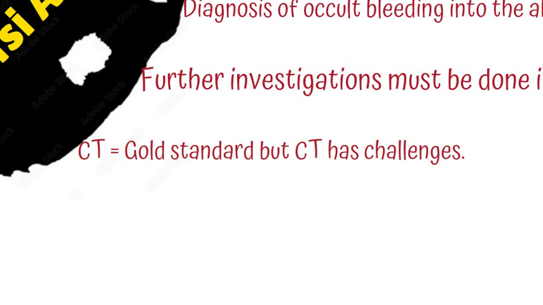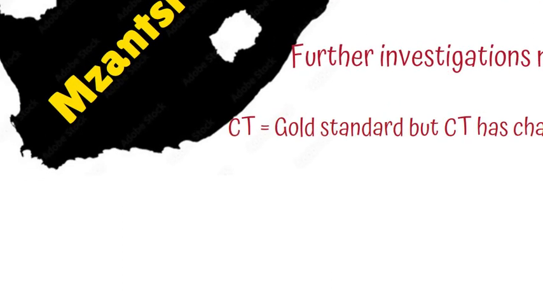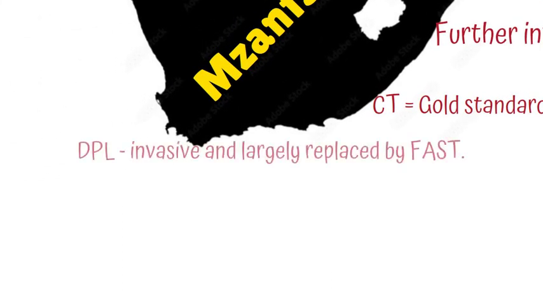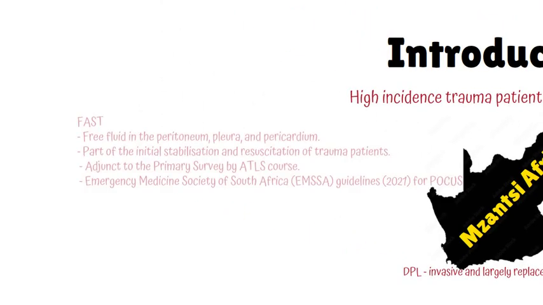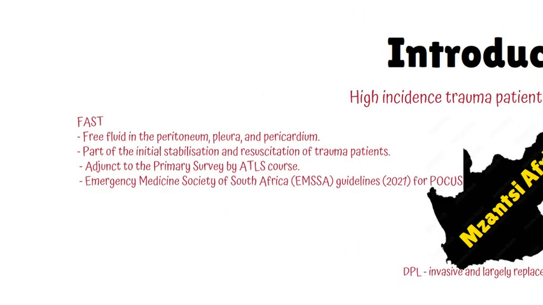But however, we know that CT has its challenges. Diagnostic peritoneal lavage is another option for helping to make a diagnosis of hemoperitoneum, but due to its invasive nature, it is being largely replaced by FAST in most emergency departments. FAST may identify free fluid in the peritoneum, pleura, and pericardium.